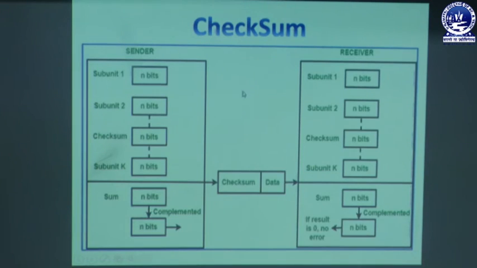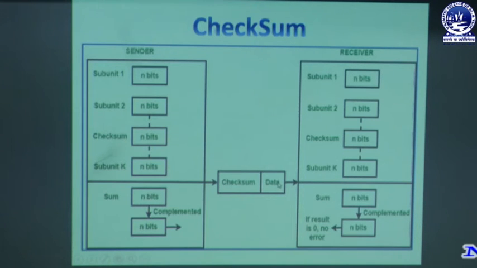Now you can see an example of the method of implementing the checksum. Here you can see this is the sender side and this is the receiver side. Let's say this is subunit 1, and as we have discussed, the whole data stream will be divided into equal numbers of n bits. So this is n bits, this is n bits: we have subunit 1, subunit 2, and the checksum, which is also n bits, and subunit k also has n bits. All the n-bit subunits are added, and the complemented sum is called the checksum.